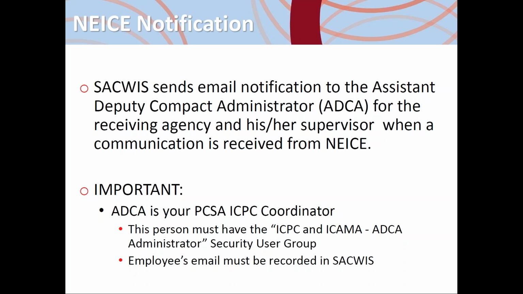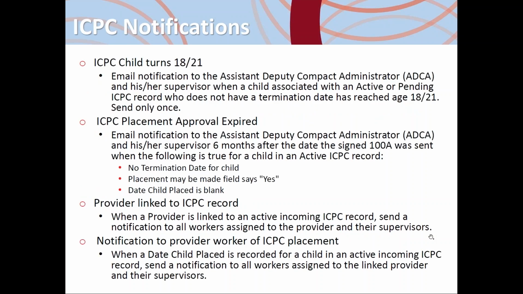We also have some additional notifications related to ICPC, and these are in your slides, so I'm not going to read everything, but we will notify you when a child within ICPC turns 18 or 21. Since if they haven't yet been terminated, then there's a good chance that that record probably does need to be closed and you need to follow up with the other state. We're also going to let you know if the ICPC placement approval expires, and that's both for an outgoing where you've requested a placement and the placement was approved, but you never documented that you actually made that placement, or for one that's coming in. You said, yes, the placement's approved, and then you never heard back. After 6 months, that placement approval expires, so we will send a notification to let people know that that has occurred.